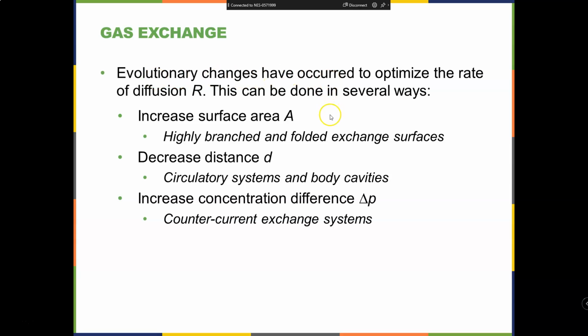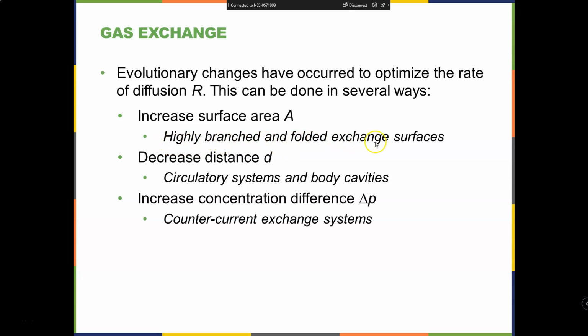Evolutionary changes have occurred to optimize the rate of diffusion of R. And the reason we want to increase or optimize the rate of diffusion of R is so that we can be bigger, we can move faster, we can do harder things. To be larger and stronger and faster and all those things requires increasing R. All right. So how can we do that? We can increase surface area, and we know how that happens.